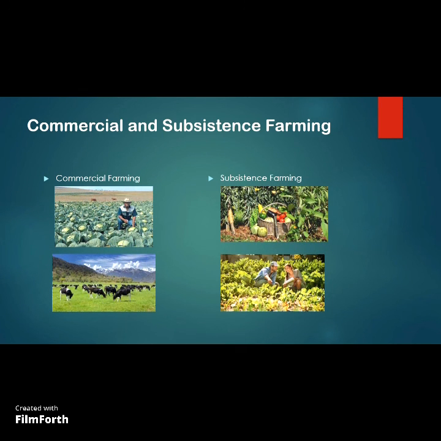On this slide, here's how to differentiate between commercial and subsistence farming. On the left, you can see a farmer planting vegetables in larger scales and growing cattle in larger scales. And on the right, we can see people planting food and vegetables in a smaller scale so that they can feed themselves and their families.